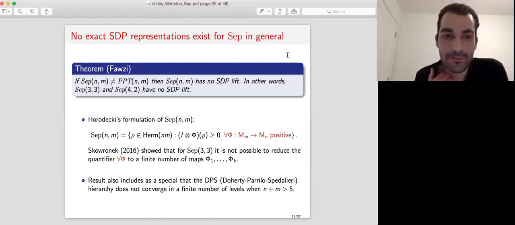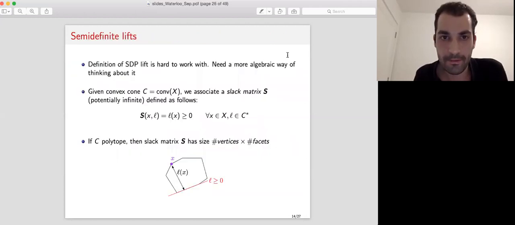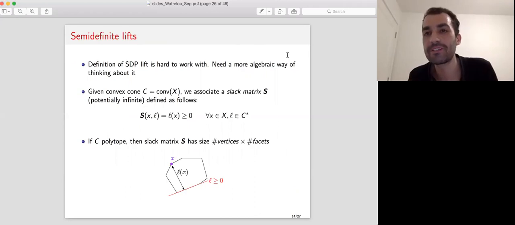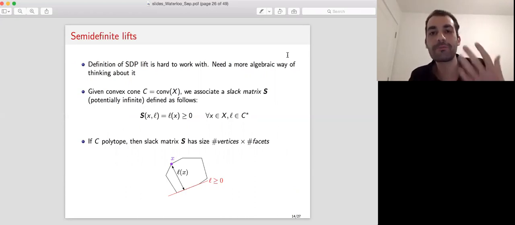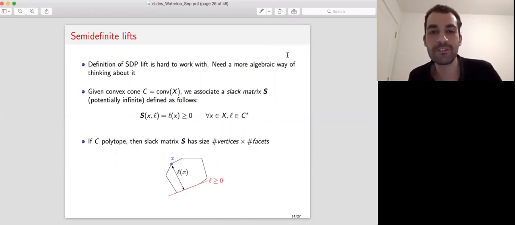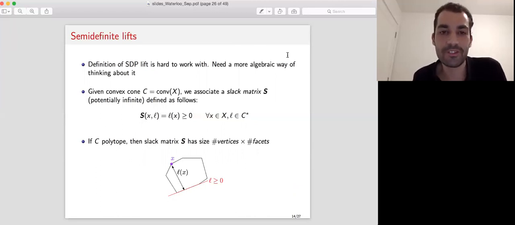Okay, good. So maybe let me go with the proof. The proof goes through some machinery. The question of studying SDP representations has been an active field for the past 10 years or a bit less, so there is some machinery that has been developed to study this. I'll try to introduce some of this machinery, but let's see how it goes with time.